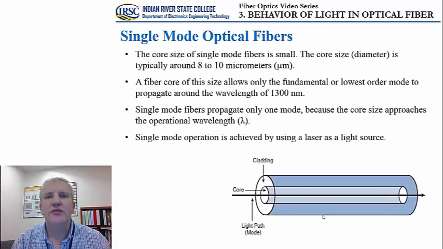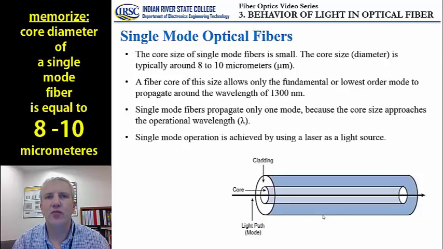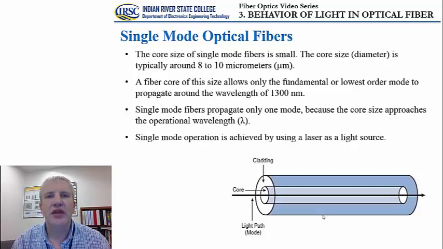So let's give a little bit more details about single mode optical fibers. The core size of single mode fibers is small. The diameter is typically around 8 to 10 micrometers. A fiber core of this size allows only the fundamental, or the lowest order mode, to propagate around a wavelength of 1300 nanometers. Single mode fibers propagate only one mode because the core size approaches the operational wavelength. And this is achieved by using a laser as a light source.